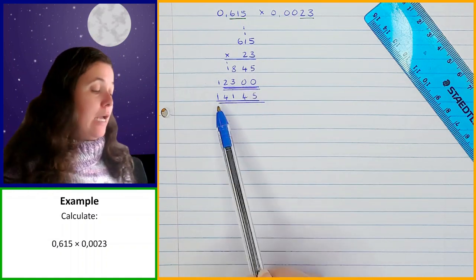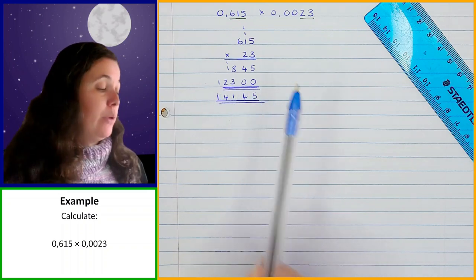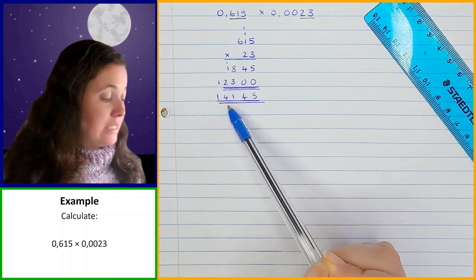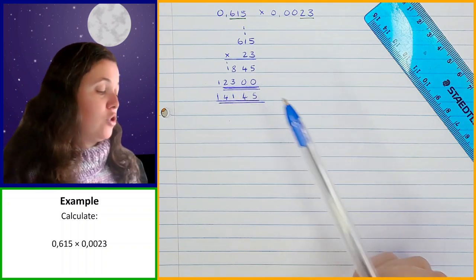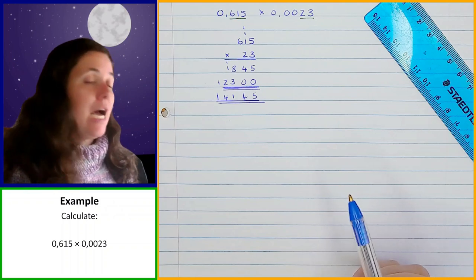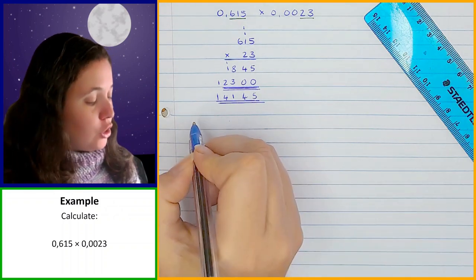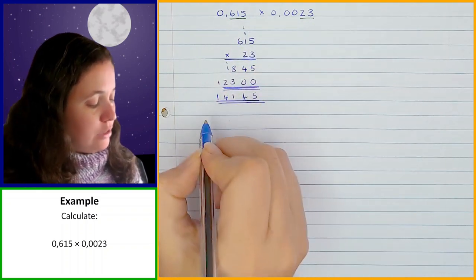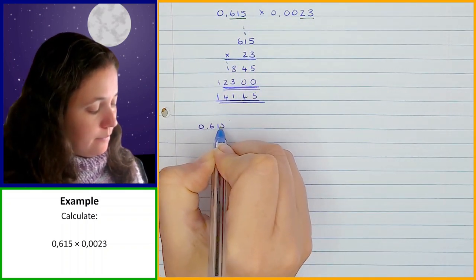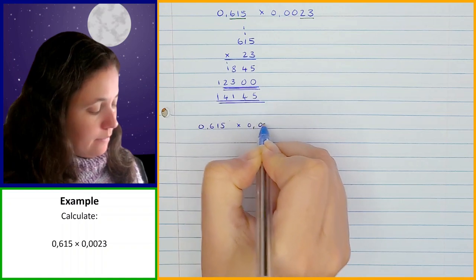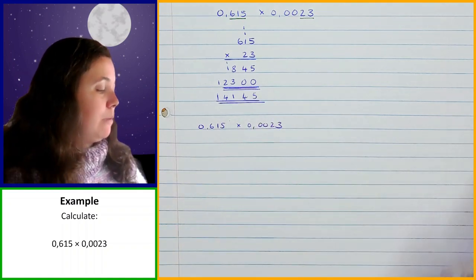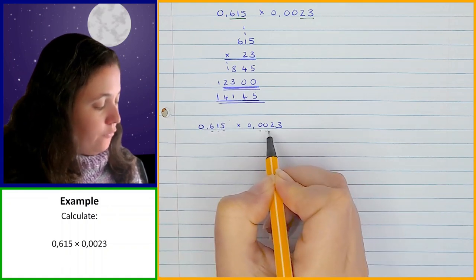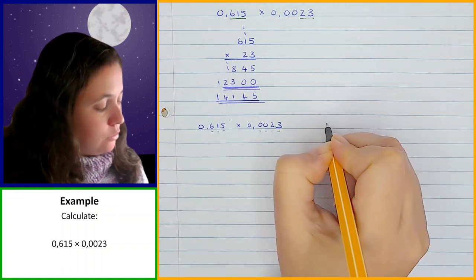So now we need to work out where the decimal point is going to be. We know that 615 times 23 gives us this, but that's not the final answer. We have to work out where our comma is going to be, how many decimal places we're supposed to have. So in 0.615 times 0.0023, how many decimal places do we have altogether? We've got 1, 2, 3, 4, 5, 6, 7 decimal places altogether.